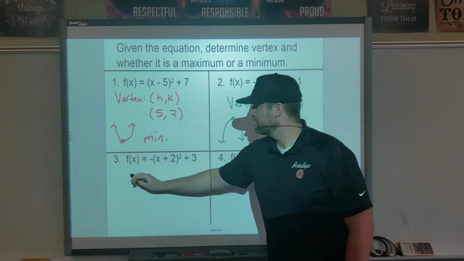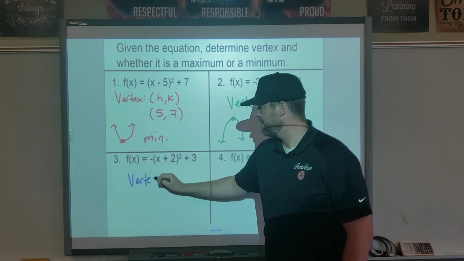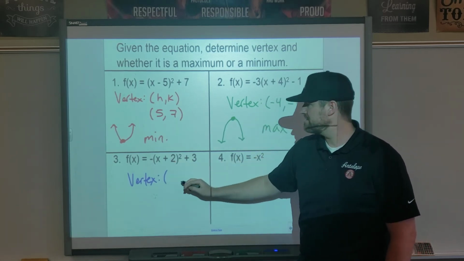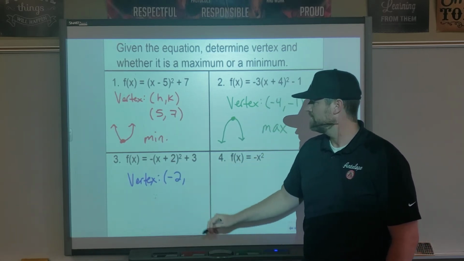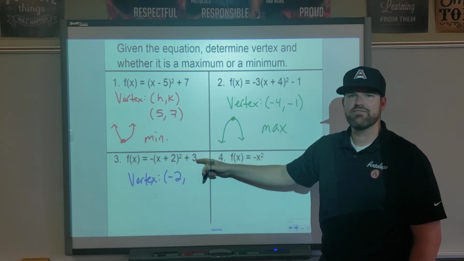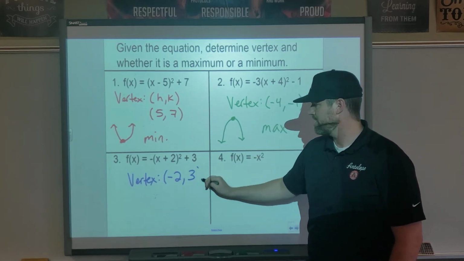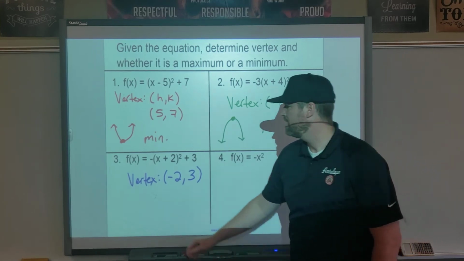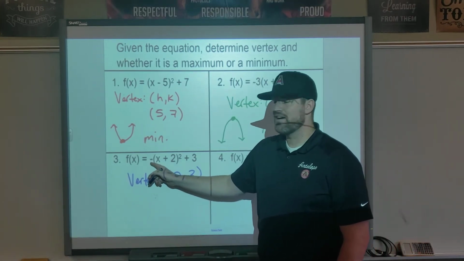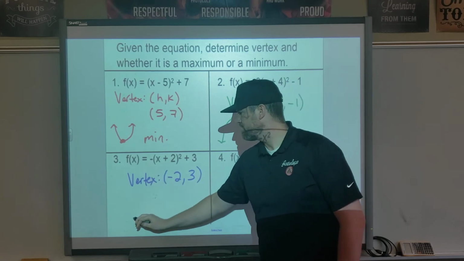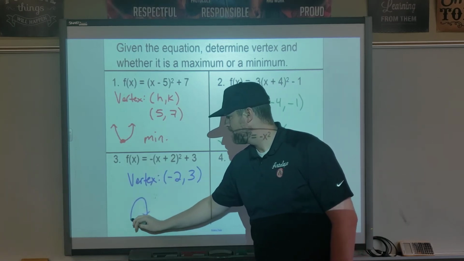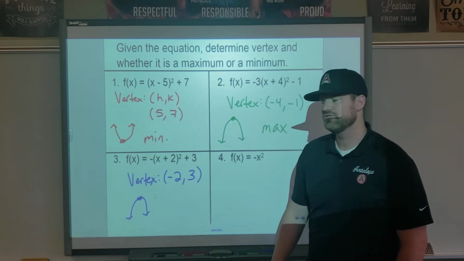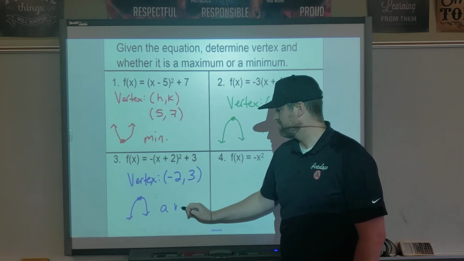Okay, going to our vertex first. We know the x-coordinate is the opposite of what's in the parentheses, so negative 2. And our y-coordinate is the k value at the end, which was 3. So it's pretty easy to find the vertex once you have vertex form. As far as the a value, the a is negative, so our graph will open down. Because our graph opens down, that means our vertex is a maximum.